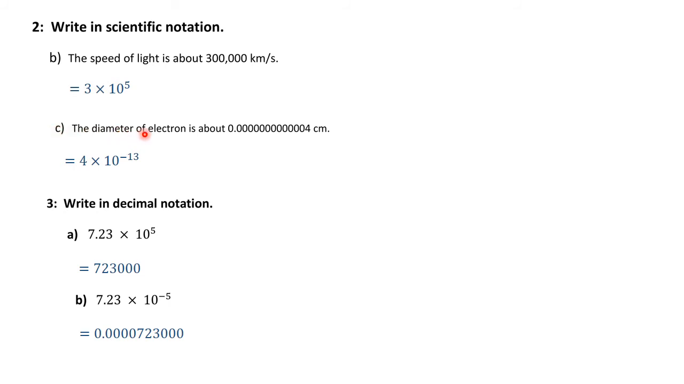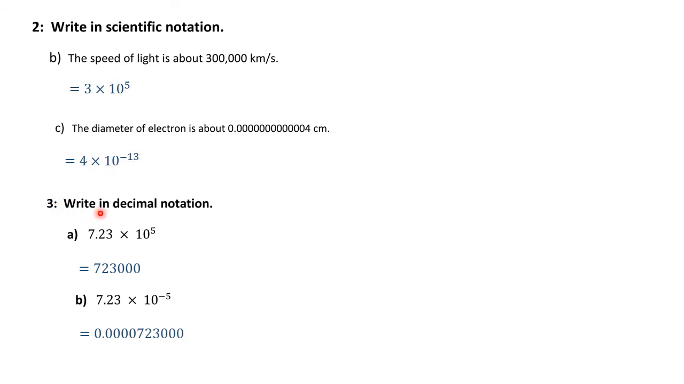See, the diameter of electron is this. So we move decimal point to right. How many places? 13 places. When we move decimal point right, the power is negative. After 4, so 4 times 10 raised to the power minus 13.